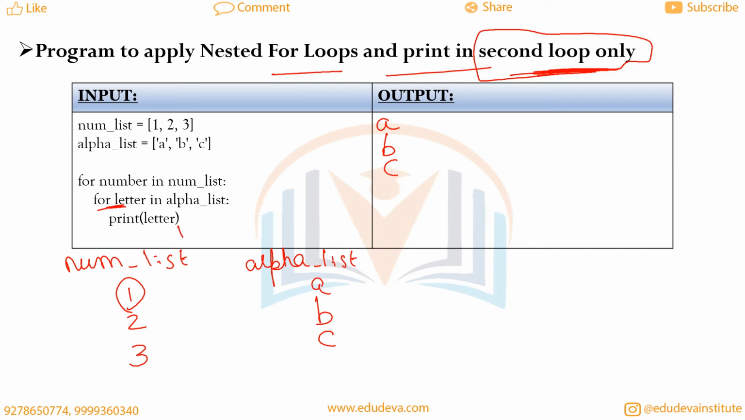After that we will come out of the for loop and go to the first for loop again. Now the value of number is 2, but we are not supposed to print 2. So we will go to the second for loop and print A, B, C in the output. Now the new value of number is 3. So we will go to the second for loop again and print A, B, C in the output. Now we will come out of the for loops.